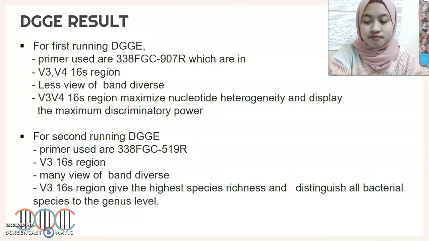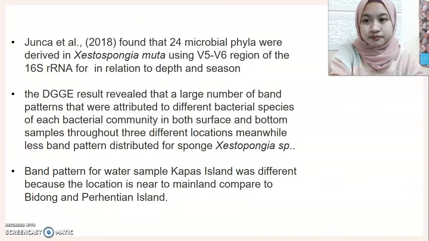discriminatory power. For the second DGGE run, the primers used are 338FGC and 519R, which are in the V3 region of 16S. There are many band drivers. The V3 region of 16S gives the highest species richness and distinguishes bacterial species to the genus level.